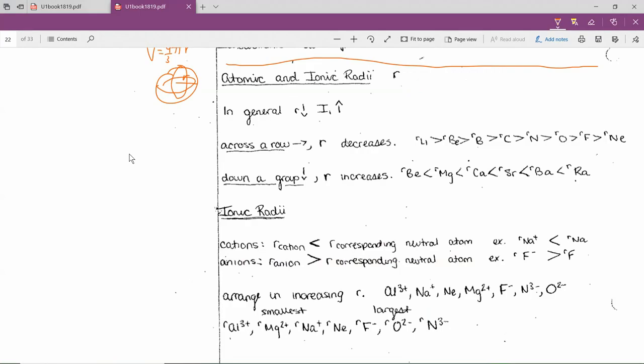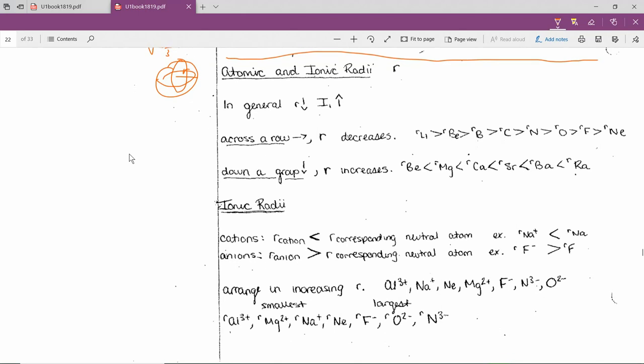And descending a group, r increases, so the atoms get larger. So, for example, in the alkaline earth group, it's not alkali earth, it's alkaline earth, beryllium is the smallest and radium is the largest. So doing these sorts of problems, look for the extremes, fill in the middles, and use the proper inequality signs, less than or greater than.